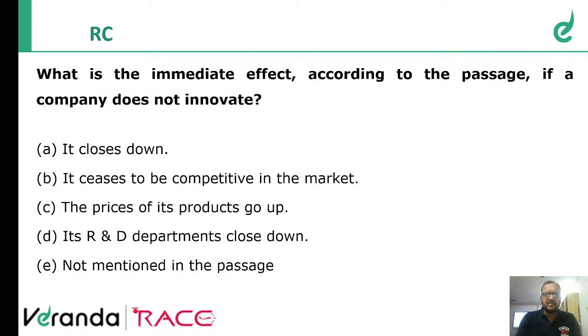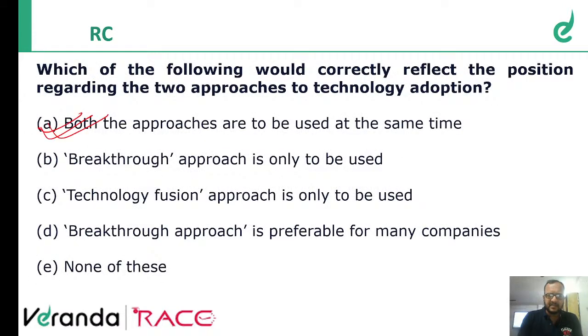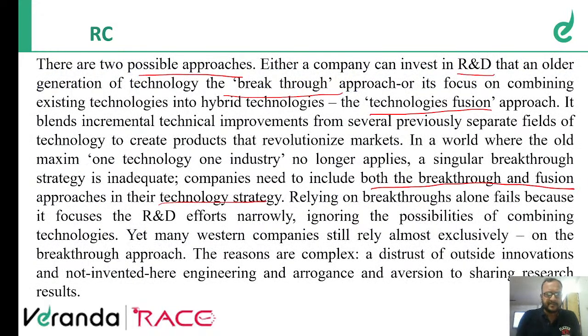Next, what is the immediate effect, according to the passage, if a company does not innovate? Okay, it closes down, it ceases to be competitive in the market, the price of the products goes up, or the R&D department closes down. I think nothing of such kind is mentioned in the passage. Let us read the latter part of the passage and see what will happen. Relying on breakthroughs alone fails because it focuses the R&D efforts narrowly, ignoring the possibilities of combining technologies. Yet many Western companies still rely almost exclusively on the breakthrough approach. The reasons are complex: a distrust of outside innovations, a not-invented-here attitude, and reluctance to share research.